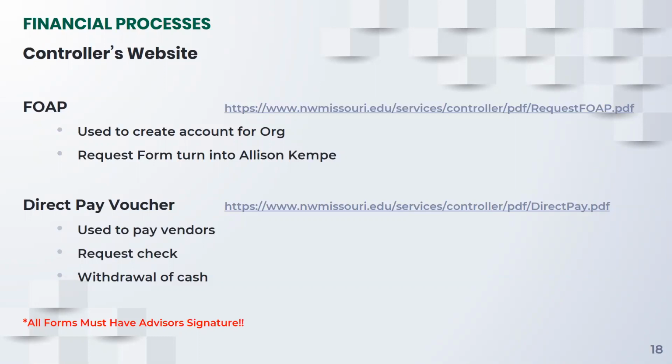For direct pay voucher, this is used to pay vendors or people outside of the organization or outside of the university. So if you were to purchase something from an outside vendor who's not located on campus and you needed to pay them, you would submit a direct pay voucher, and then cashiering or the finance office would write a check and send it to that vendor and debit your account for whatever that amount may be in order to pay the vendor for whatever goods that you purchased. You can also use the direct pay voucher for withdrawal of cash, and we will show you on the next slide how you can go about withdrawing cash using direct pay voucher.